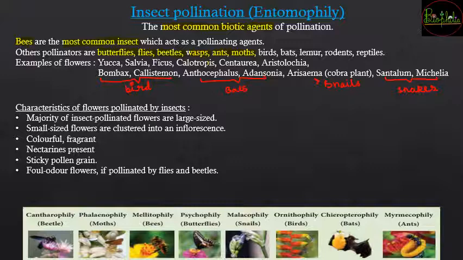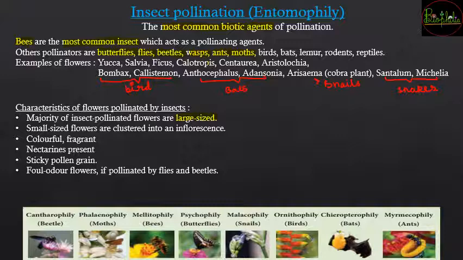pollination. So now let's understand what are going to be the features for the flowers that are going to be pollinated by insects. So first characteristic आता है, that is majority of the insect pollinated flowers are going to be large size. Now reason for large size, that they can attract from a very large distance for these pollinators to come and pick up the pollen grains. So they need to be a very large size for the visibility purpose.